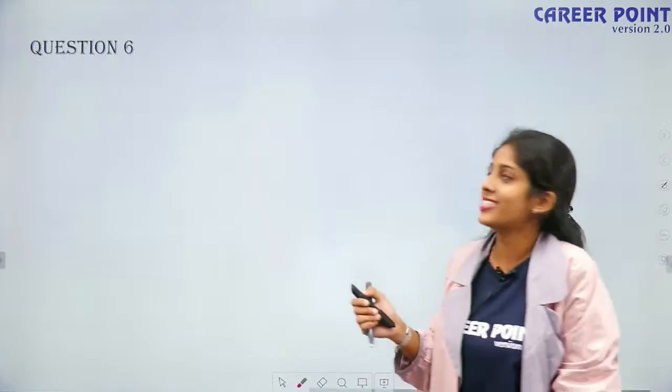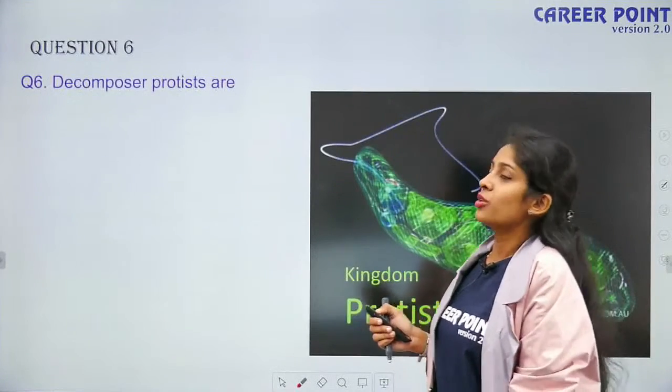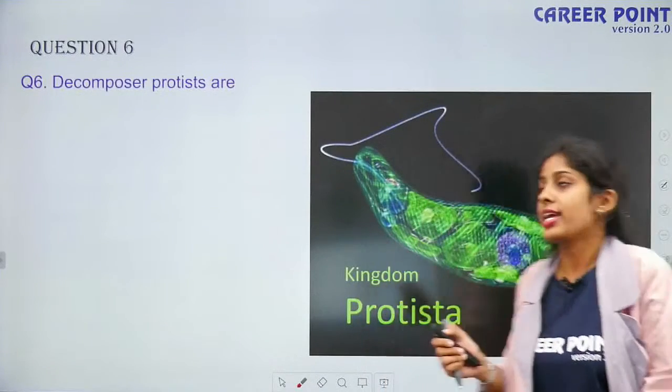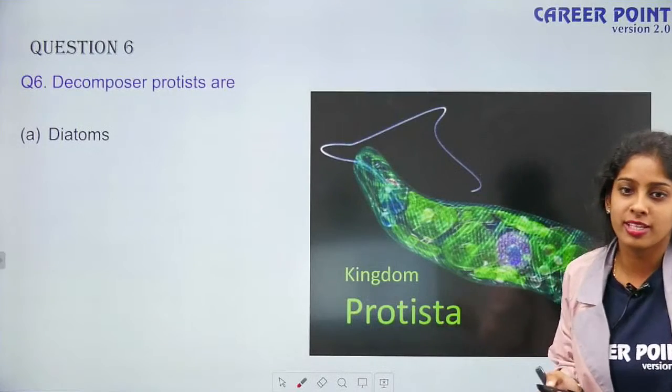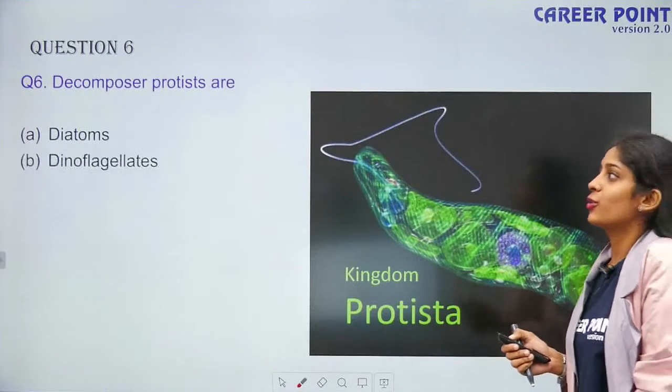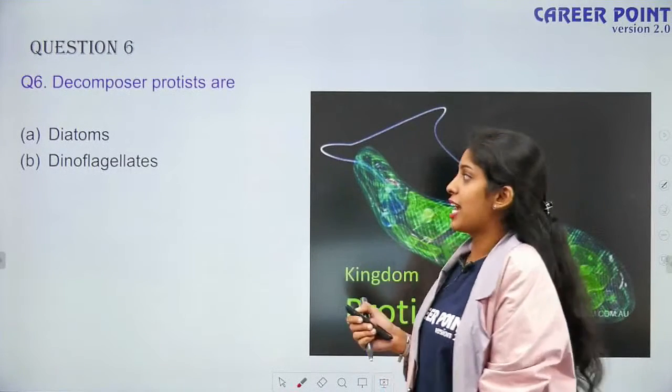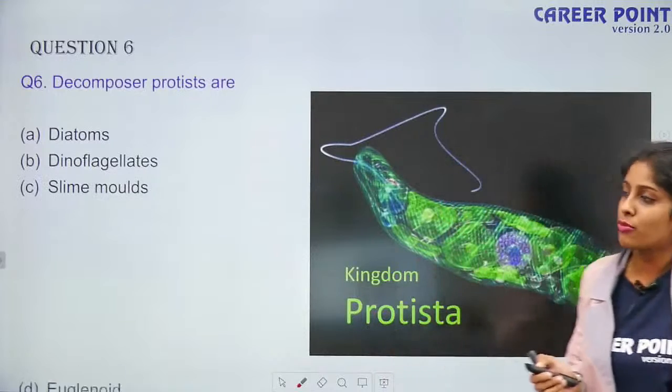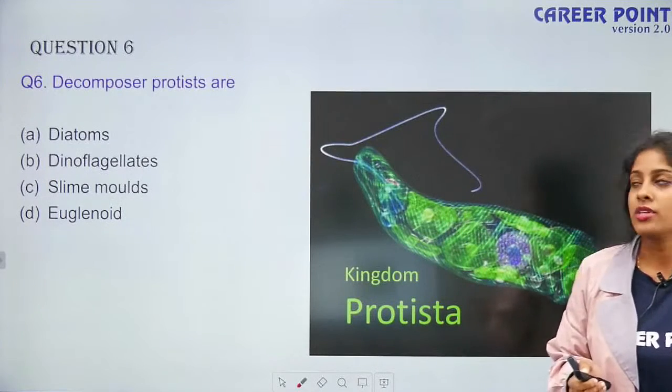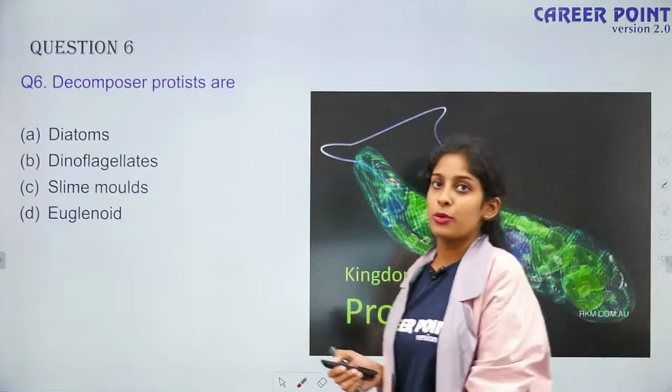Okay, so I have one more question. Question 6. So decomposer protists are. So example of your decomposer protist. Yes, Surendra, you're right. So A is diatoms, B is dinoflagellates, C is slime molds, and D is euglenoid. So which one comes under your decomposer protist?